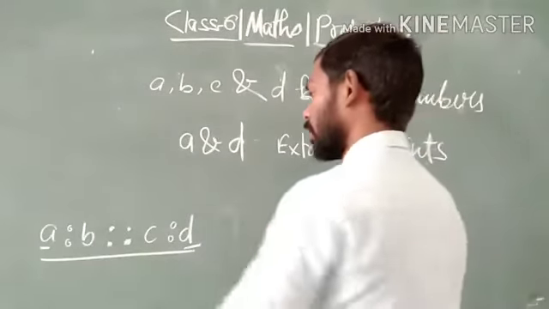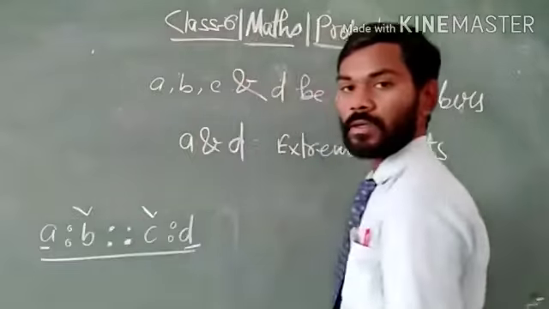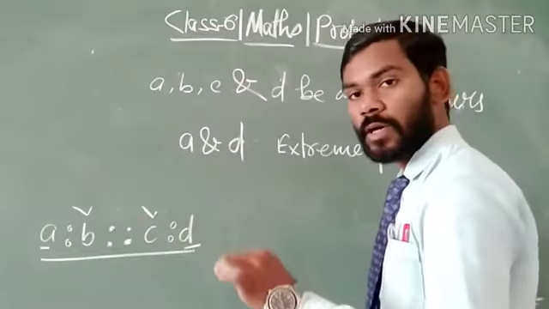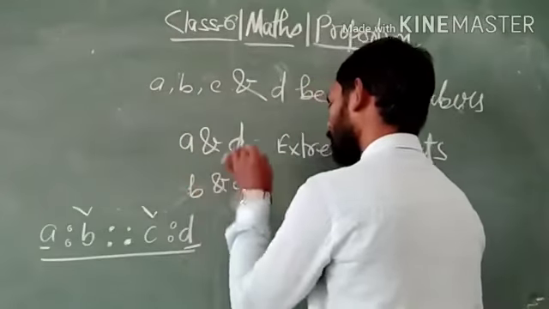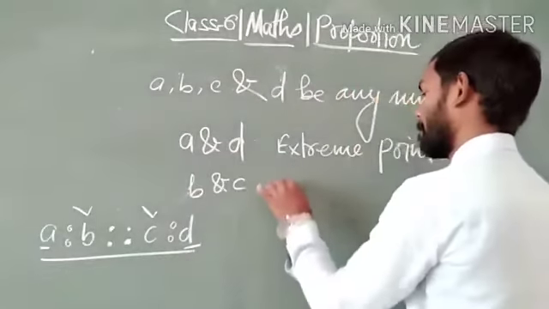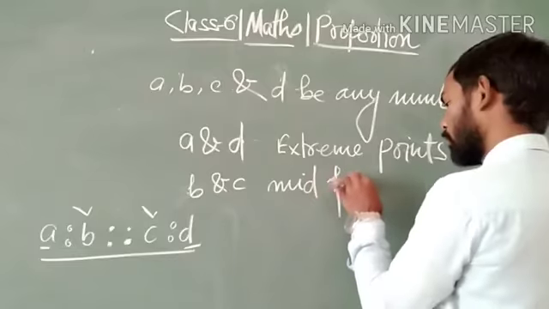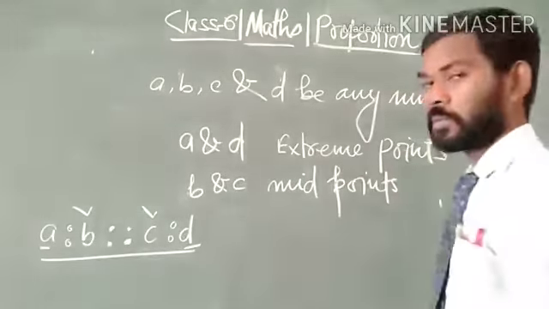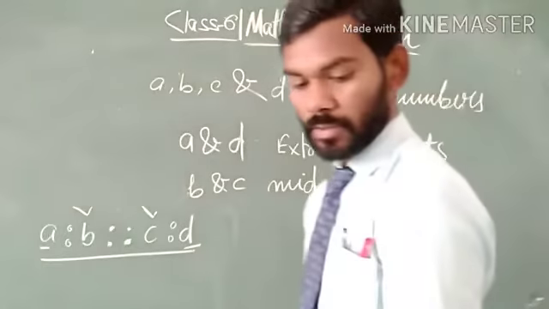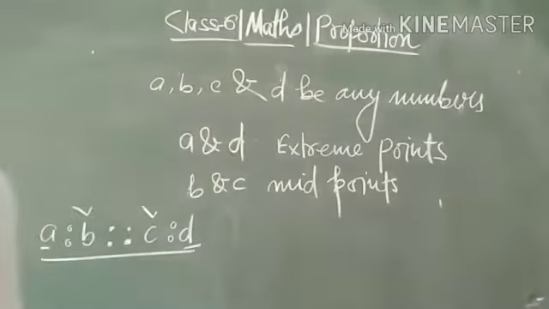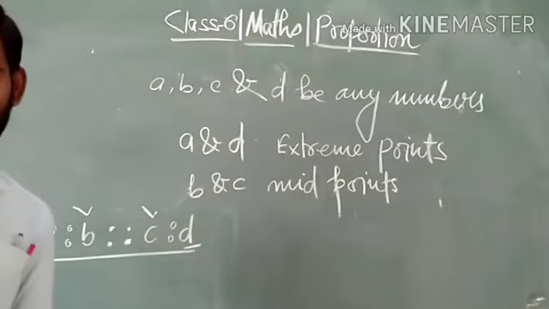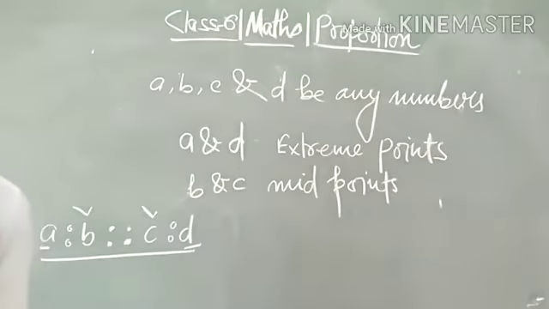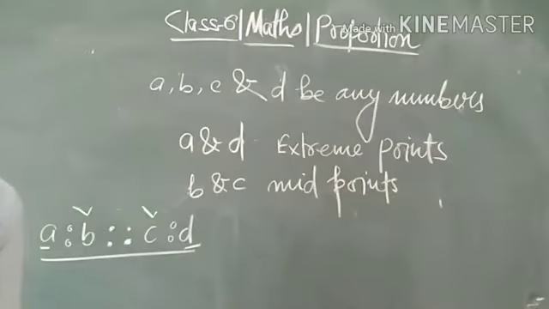Okay, and B and C are situated inside, and hence B and C are known as midpoints. Here A and D are known as extreme points, and B and C are called mean points or midpoints.